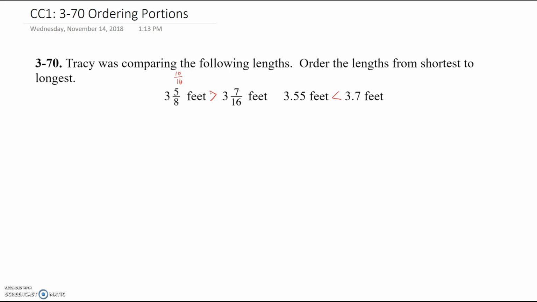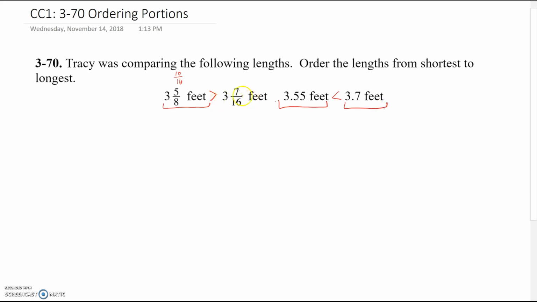What I also notice, and this is going to save me a lot of time, is that 3 and 5/8 is more than 3.5 feet. So 3.5 feet would be 3 and 4/8. We have a fraction that's greater than 3.5. This is greater than 3.5 feet, and this is greater than 3.5 feet.